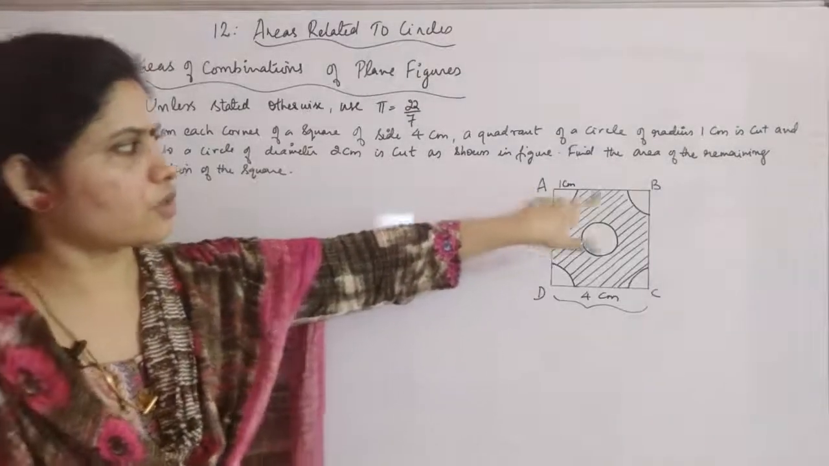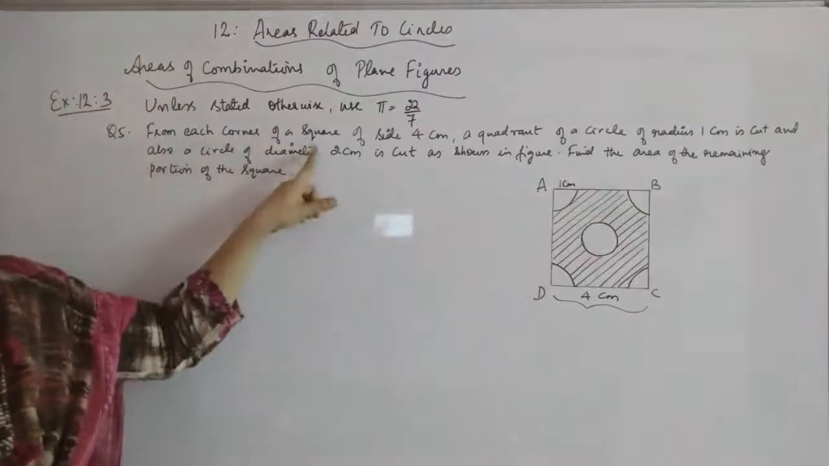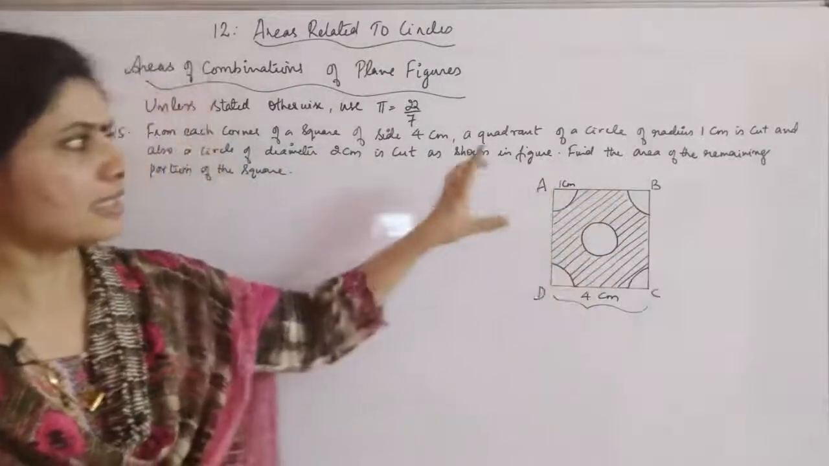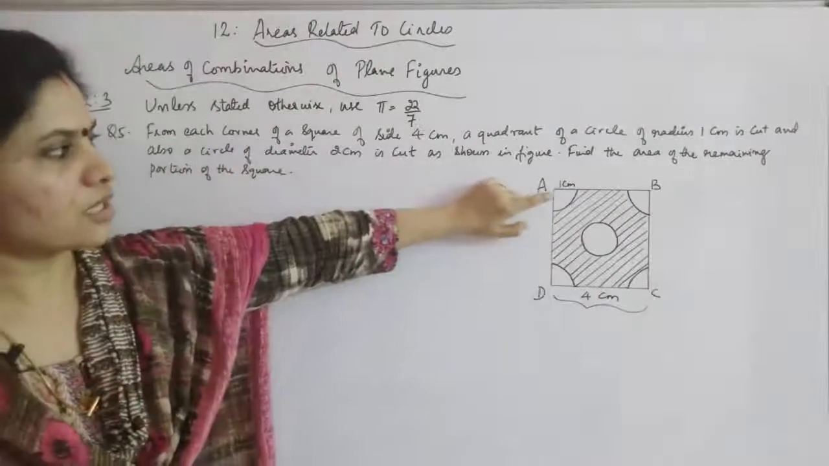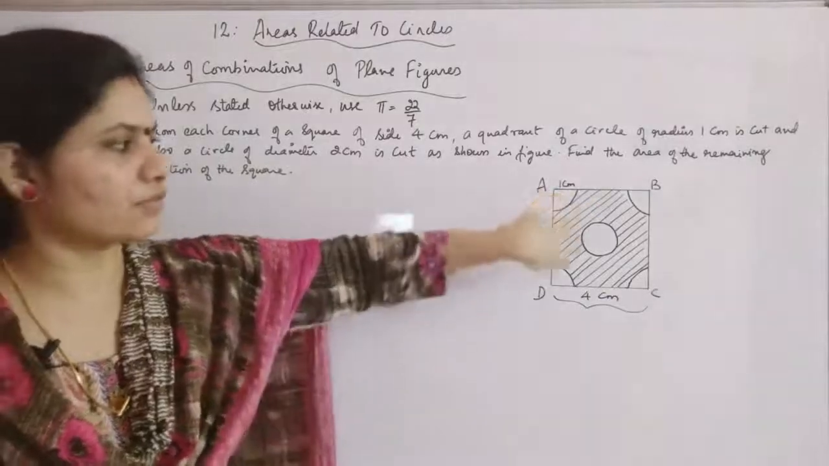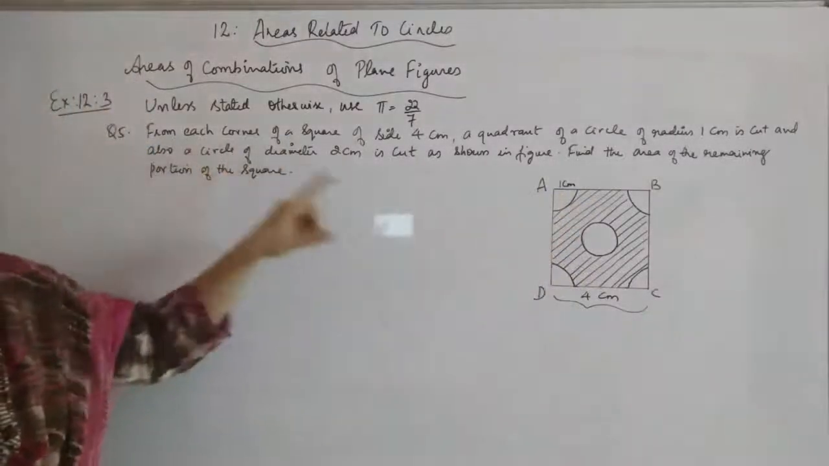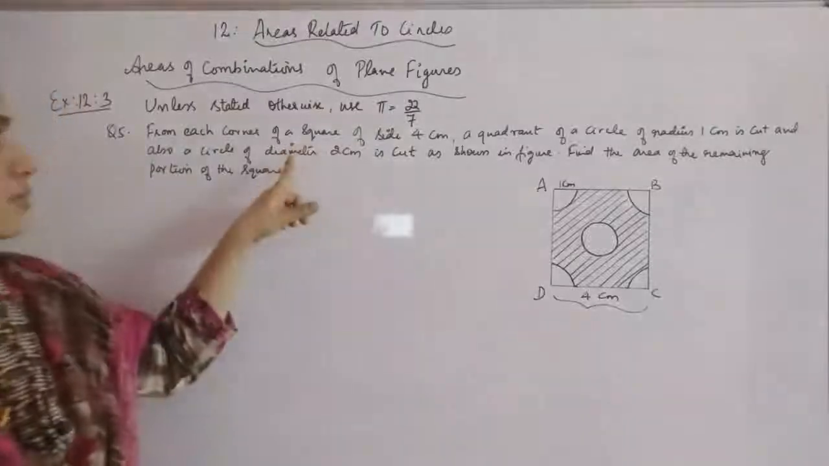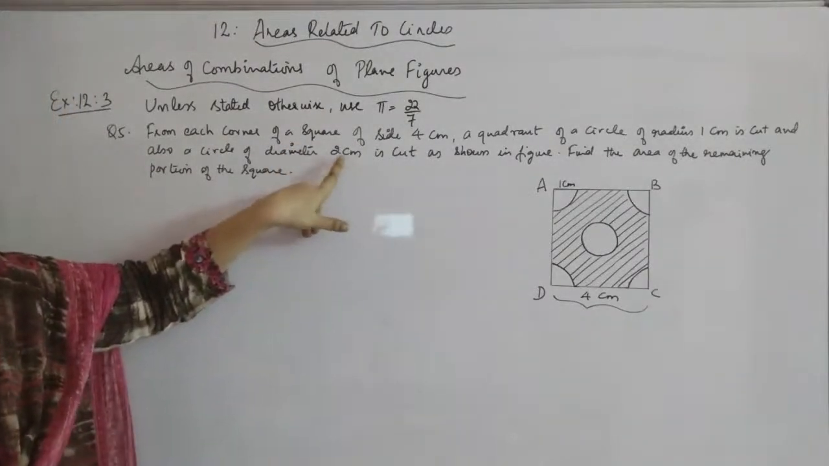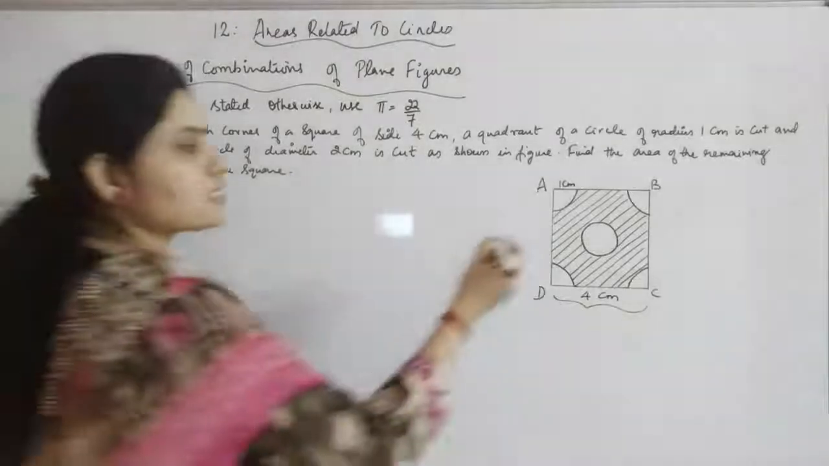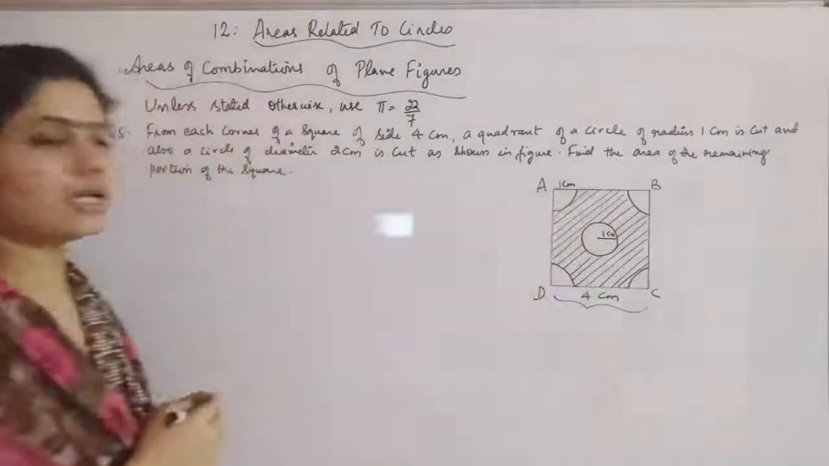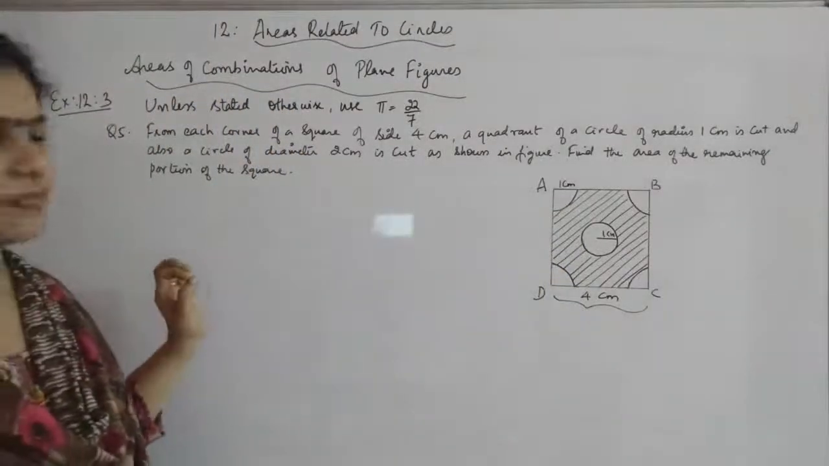Here you can see 4 quadrants. So from each corner of the square means you have 4 corners, so 4 quadrants have been deleted. Deleted in the sense they have been cut out, and the radius of one quadrant is given to be 1 centimeter. So you have 4 quadrants and a circle. In the middle you can see a circle that has also been removed, and its diameter is 2 centimeters. Now diameter of the circle is 2 centimeters means its radius is also 1 centimeter, right? So the other circle is also having 1 centimeter as the radius.